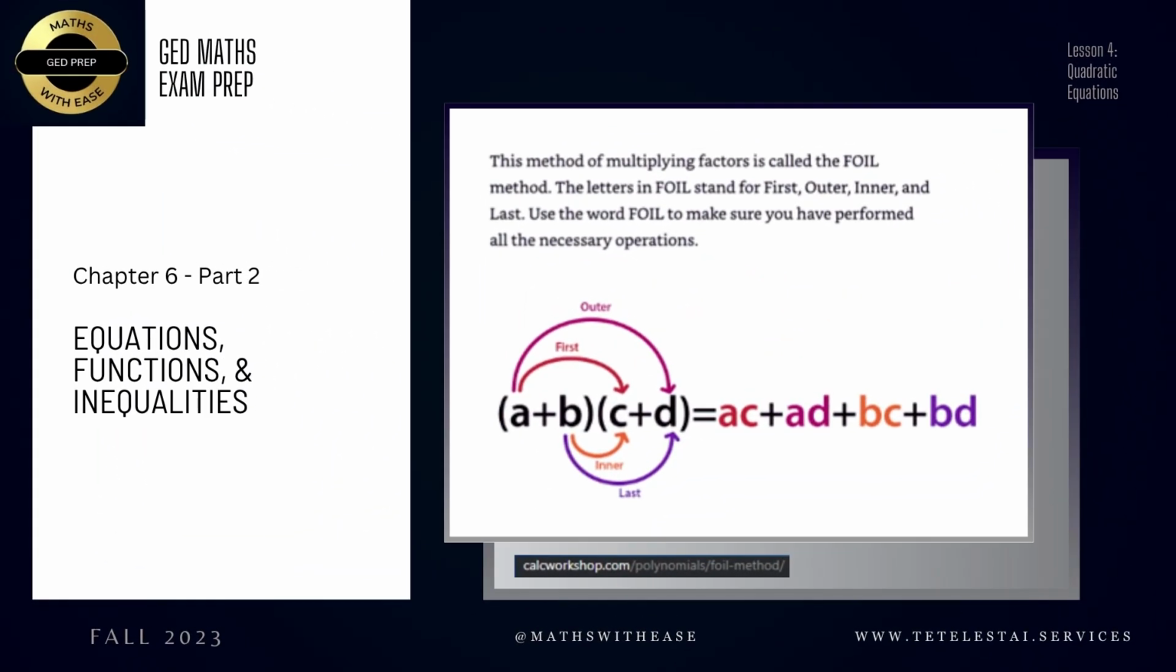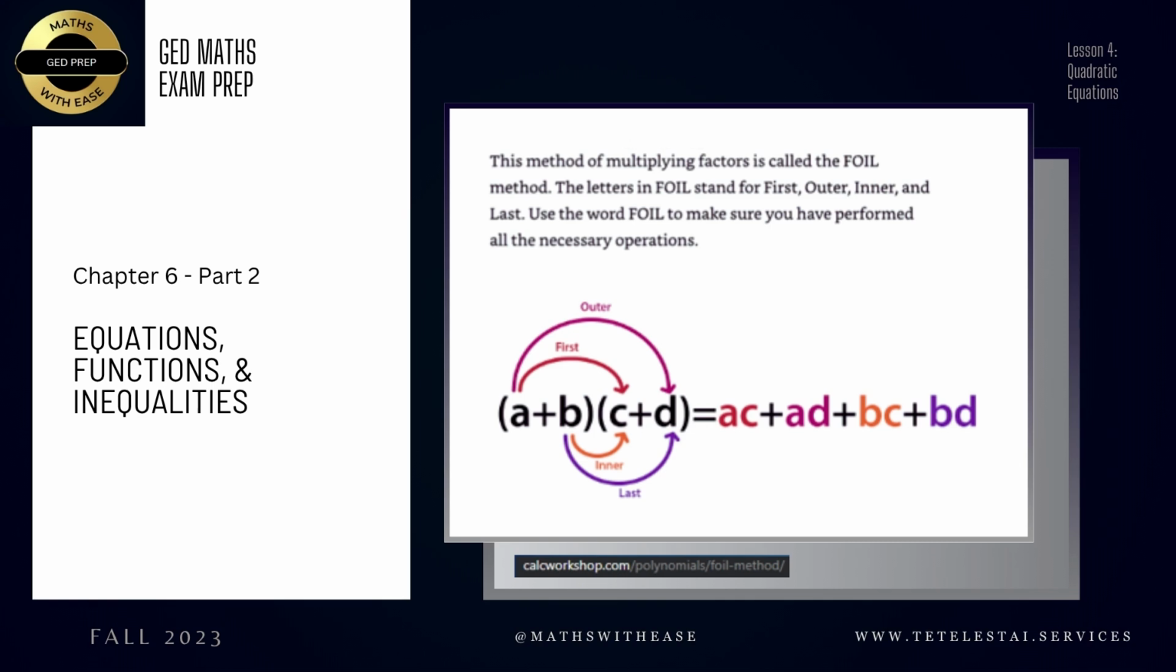So I brought this back from the last lecture as a review. The method that we just used in multiplying factors is called the FOIL method. And the letters in FOIL, I've already explained, stand for first, outer, inner, and last. So you want to use the word FOIL to make sure that you've performed all the necessary operations. And this just makes sure that you're multiplying absolutely every term in your factors, that you're not leaving anything out, so that you get to the final and correct quadratic expression.